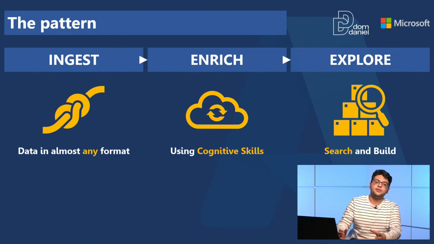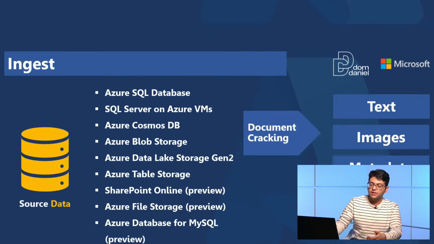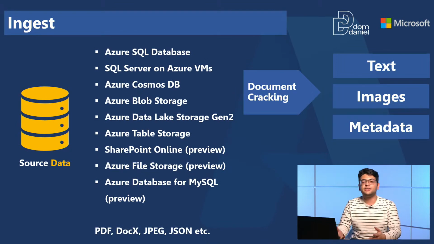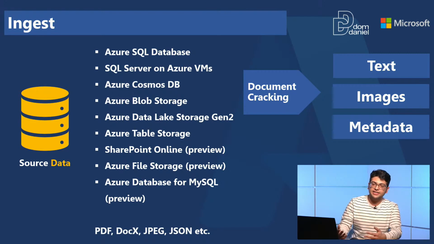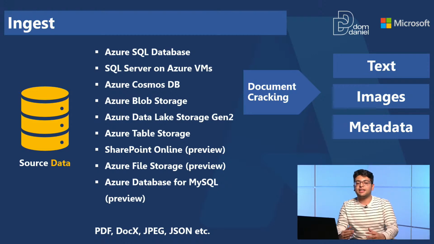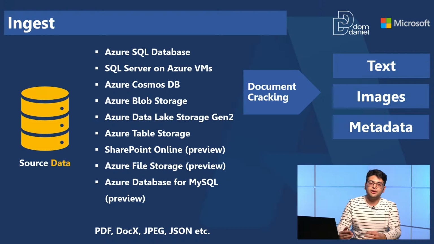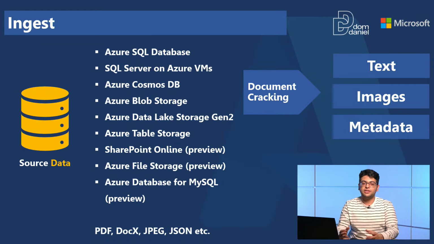So the pattern is that you take data in any format, you ingest it, you enrich this data, like use OCR or other cognitive skills, and then you explore and build upon this data. So as a source, it can be SQL database, SQL Server inside your VM, Cosmos DB, a blob storage, even SharePoint Online, which is in preview. And these files can be like PDF, docx, JPEG, or you can even use a JSON file format. And what is called, you take these documents and you crack and enrich this information.